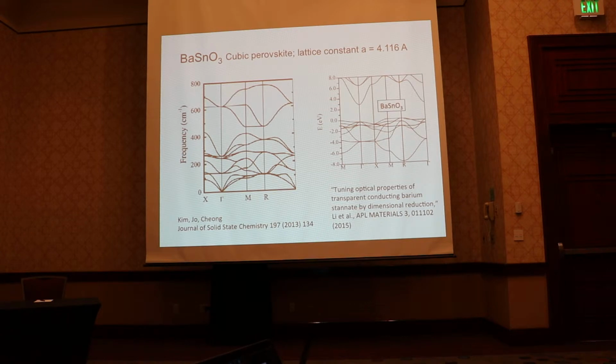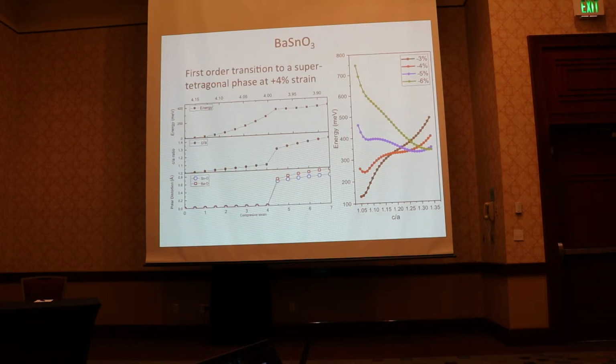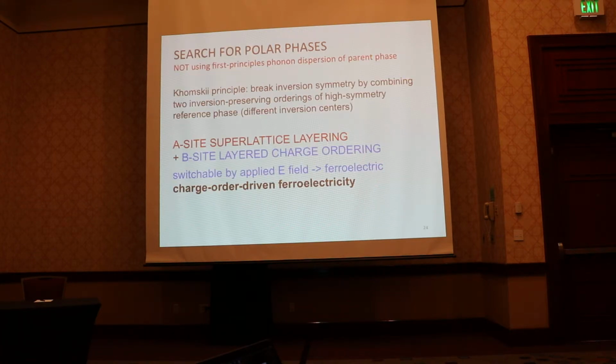We have our own favorite, which is barium tin oxide. The interesting thing here is that barium tin oxide structurally is one of the most boring things you can possibly imagine. It's got no unstable modes at all. It's really cubic. It's only interesting because it has this very high mobility conduction band, which you can use for doping. But it's also got a super tetragonal phase. So with compressive strain, we plot the energy, find this admittedly somewhat shallow minimum, a big jump in c over a, and you can plot the energy as a function of c over a and see the two minima switching.